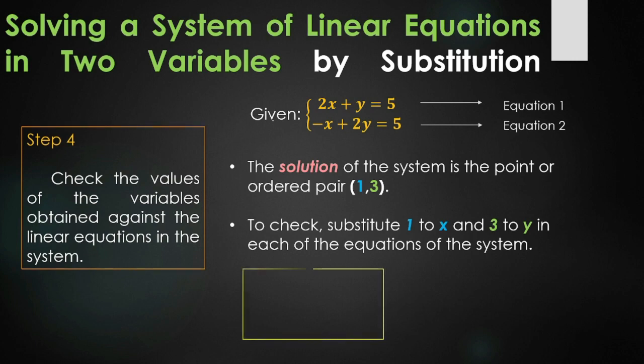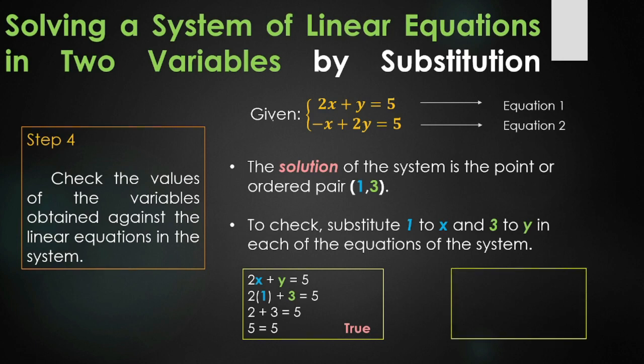So let us check first equation 1. 2x plus y equals 5. Again, substitute 1 to x and 3 to y. The resulting equation is 2 times 1 plus 3 equals 5. Multiply first. So 2 times 1 is 2. Then add 3. So 2 plus 3 equals 5. What is 2 plus 3? The answer is 5. And is 5 equal to 5? Of course. Therefore, the statement is true.